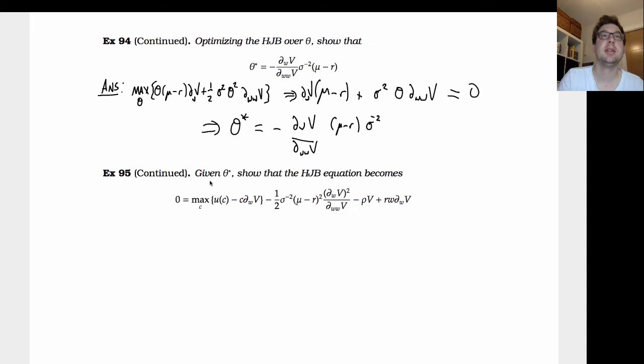Then it says that given theta star above, show that the HJB equation now becomes this. Essentially we just need to substitute our answer into this expression here, and I'll leave you to check at home that that gives you this expression. If I put theta star into here, then I'm going to get this. It's not a difficult calculation.